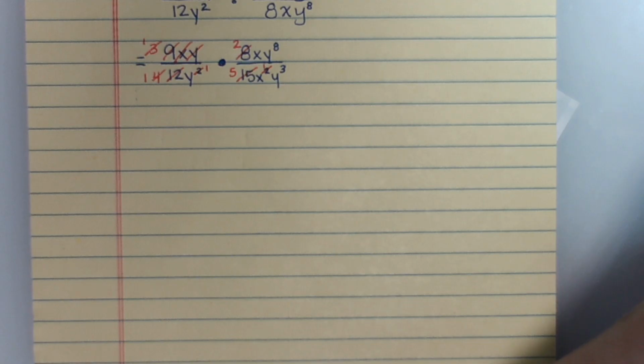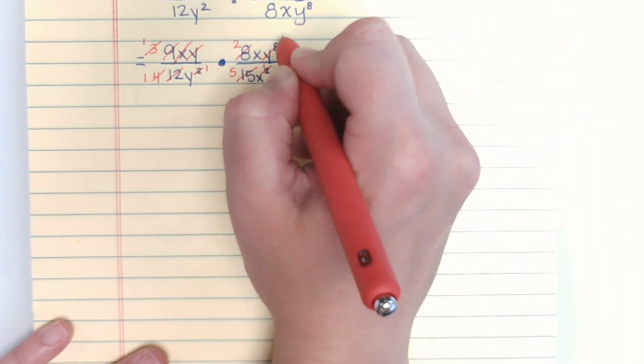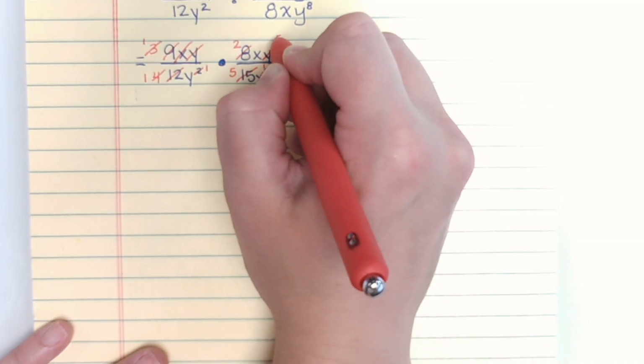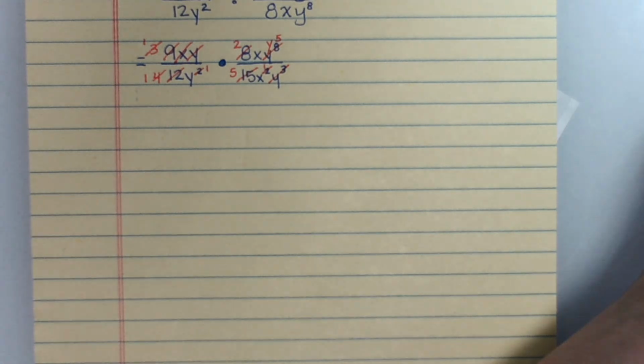Is there more? There's y's on top and bottom still. How many y's can I take off the top and bottom? Okay, 3, I see this here. Oops, I didn't mean to cross off the y part. That goes away completely. I've got a y to the 5th. Is there more? Yeah. Can the x's now cancel?